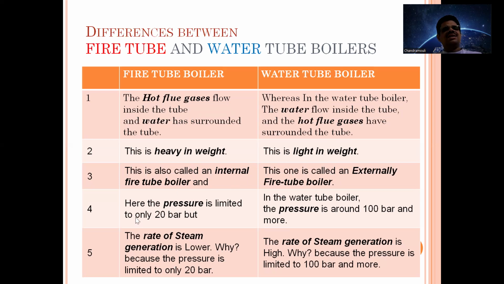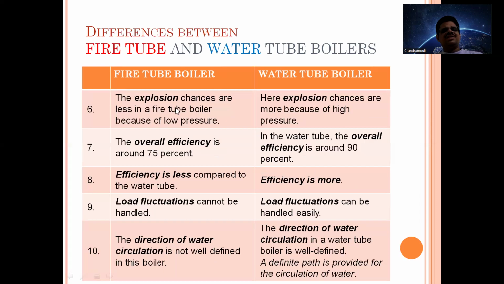So this is internally fired, that is externally fired. The pressure we get with the pipe tube boiler is a maximum of 20 bar, but in water tube boilers, you can get pressures up to 100 bar. The rate of steam generation is low in a pipe tube boiler because the pressure is limited. But in water tube boilers, as the highest pressure is 100 bar, you can produce a larger quantity of steam. As the pressure is increased, the quantity can be increased. Now, the chances of explosion in a pipe tube boiler are very low, but in a water tube boiler, they are high. The reason we will discuss while discussing the accessories of the boiler. Pipe tube boilers are safe against explosion, but water tube boilers are not that safe.